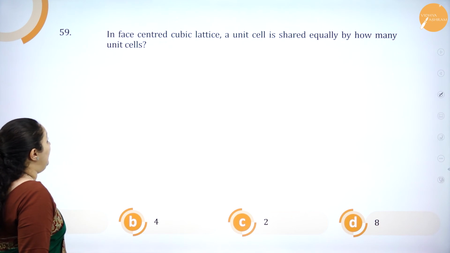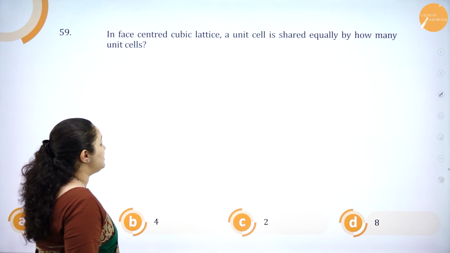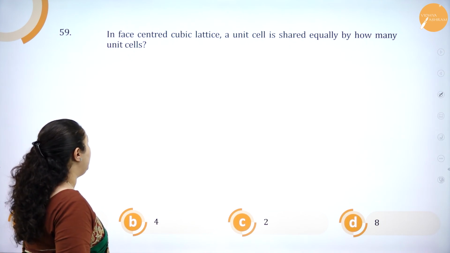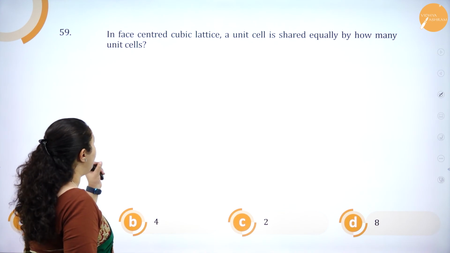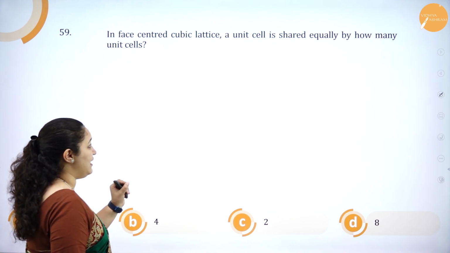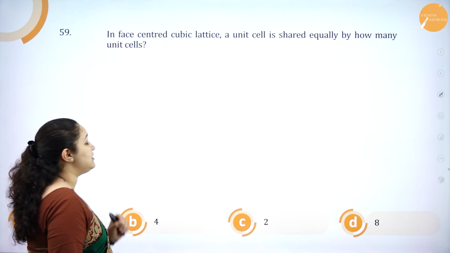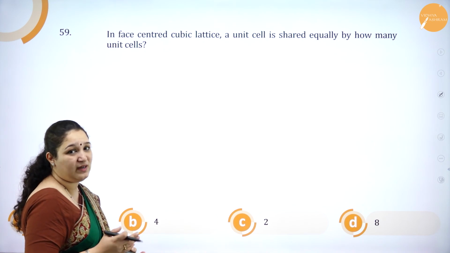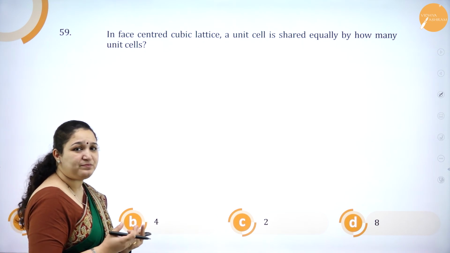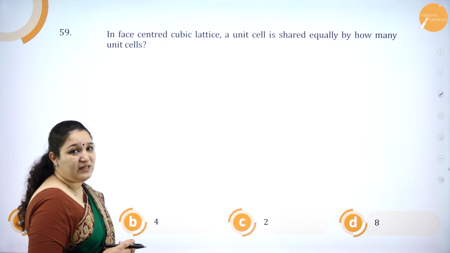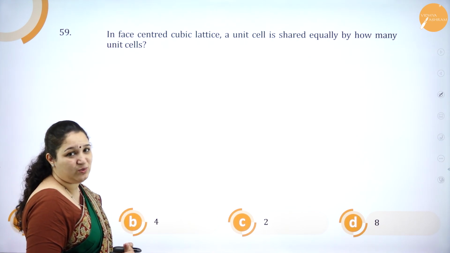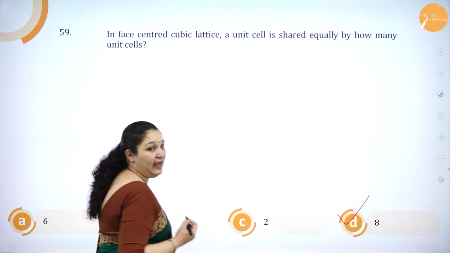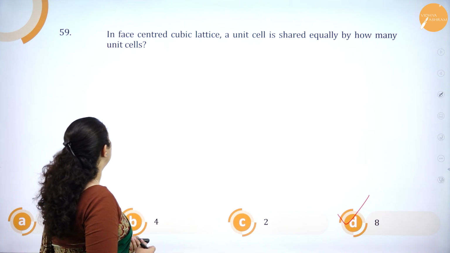Next one. In face-centered cubic lattice, a unit cell is shared equally by how many unit cells? So what is the question? In a face-centered cubic lattice, one unit cell is shared equally by how many unit cells? It can be face-centered or BCC or any cubic unit cell. It is shared by 8 other unit cells, isn't it? So the answer is option D, that is 8. We'll see the next question, the last question.